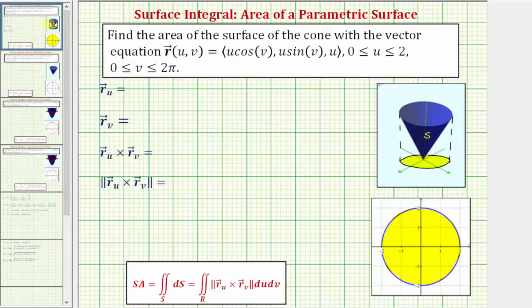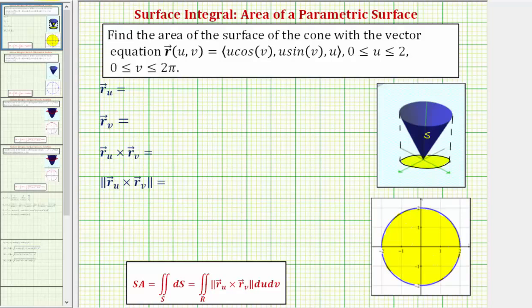So going back to our example, looking at this surface integral, S is the surface of the cone. Looking at this double integral here, which we'll use to find the surface area, R would be the projection of the cone onto the UV plane, this yellow circle here, where if we look at just the UV plane, it would be this circle here, centered at the origin, with a radius of 2. So to find the surface area, we'll first find the partial derivatives, then the cross product, then the magnitude, and then finally set up this double integral.